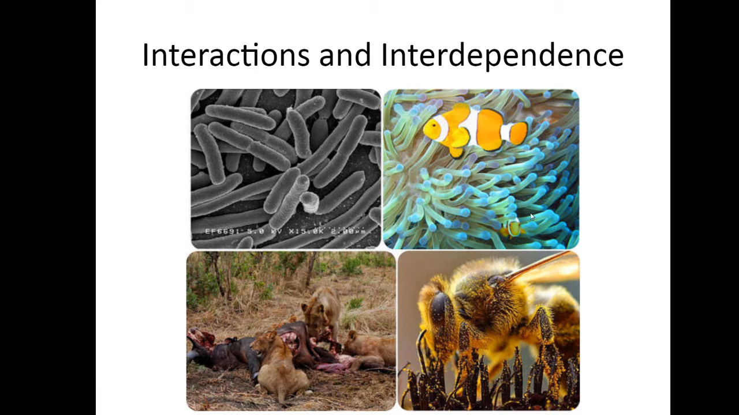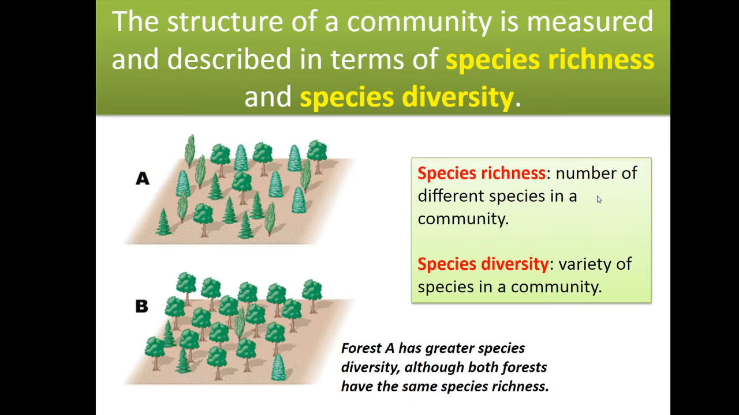And interdependence is more like the clownfish you see here and the sea anemone, or the E. coli bacteria that live in our gut. That's a situation where literally, in many cases, one cannot survive without the other. And we'll be looking at examples of all of these.